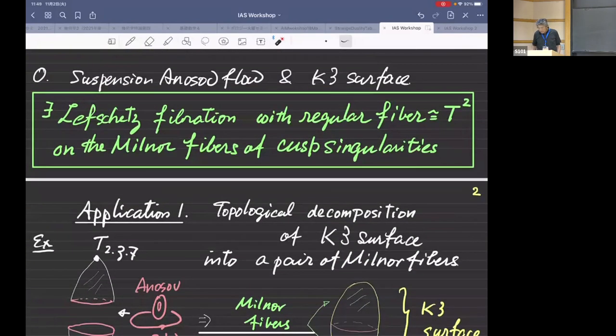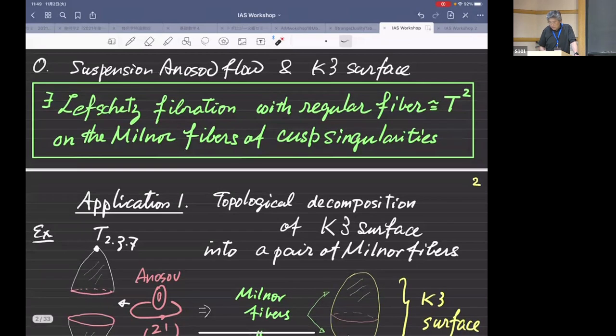And the green one is the main term. I'm going to construct a Lefschetz fibration with regular fiber a torus on the Milnor fibers of cusp singularities. It also works for so-called simple-elliptic singularities. I will explain these objects later, but first I introduce some applications.